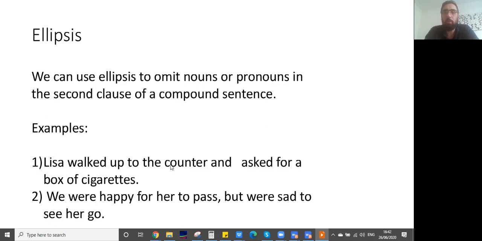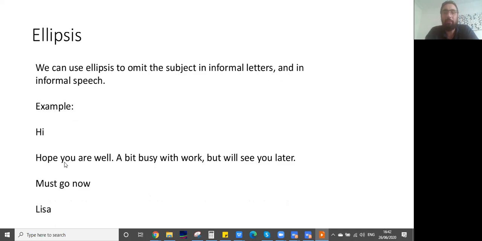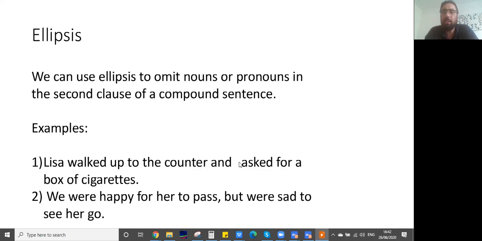So, Lisa walks up to the counter and she... Here we're talking about Lisa again, so we can omit it. Usually in formal writing, we don't do this. So for the people who are doing the general exam, it's fine to do this in informal English. We were happy for her to pass, but were sad to see her go. So here again, we are missing the 'we' because we have the same subject. So I would avoid this in formal writing.